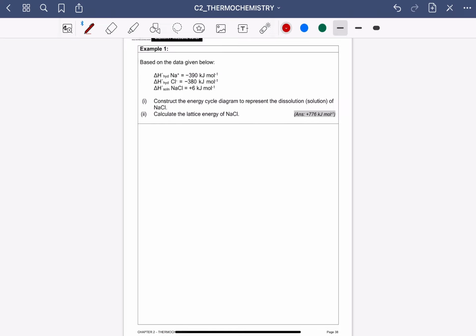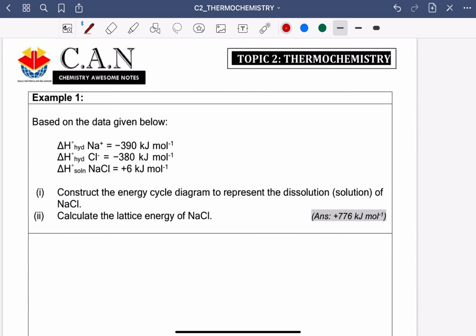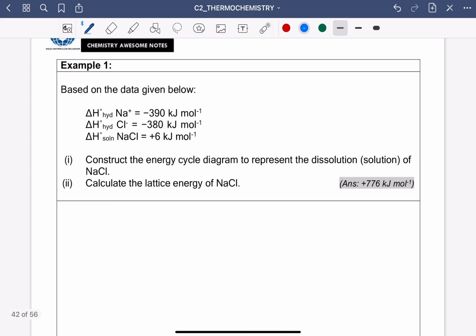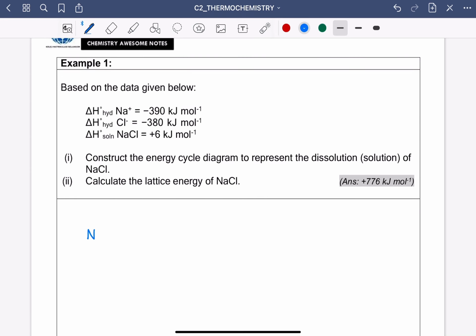So based on the data given below, you have the enthalpy of hydration for sodium ion. You also have the enthalpy of hydration for chloride ion. And you also have the enthalpy of solution for sodium chloride. The question is, construct the energy cycle diagram to represent the dissolution of sodium chloride. So let's construct it, starting with this.